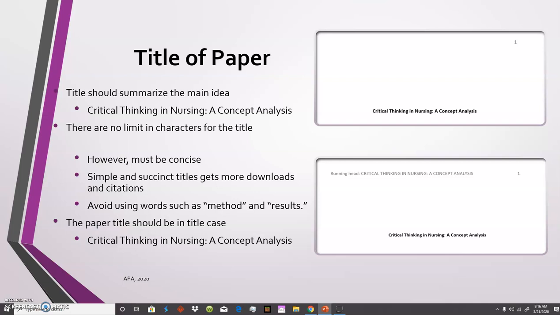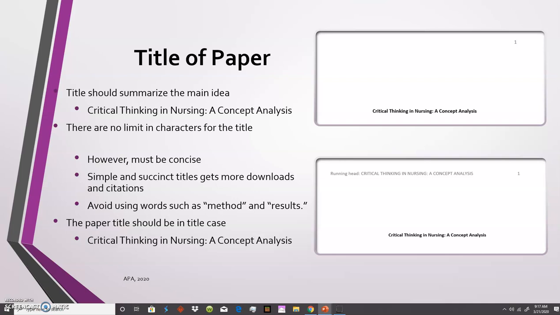So the title should summarize your main idea. In the sixth edition, they had limitations on the amount of characters that can be used in the title. However, in the seventh edition, there is no limitation. In the sixth, that said 12 characters. However, in the seventh, there's none.